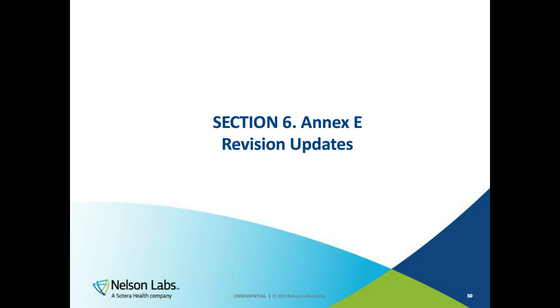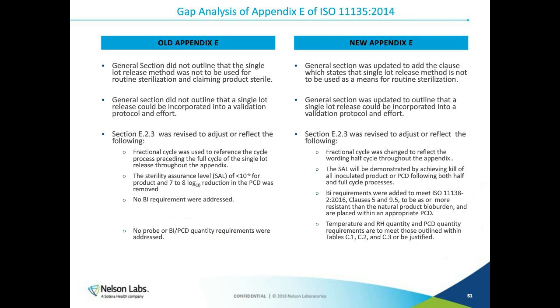So that outlines the method of performing a single lot release with EO sterilization. Now we'll go into the Annex E and the revision updates. For the purpose of showing you the updates, I am only going to go over the new Appendix E on the right-hand side of the slide. I did just provide the old appendix details for comparison, but we will just go over what has been revised.